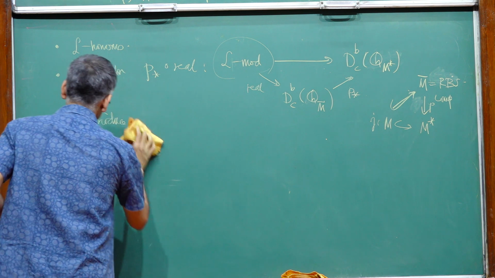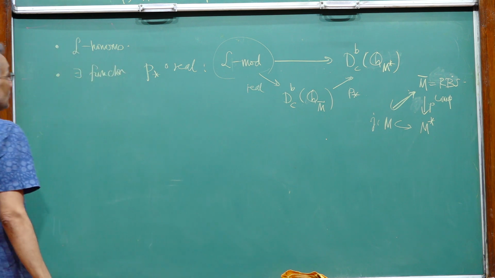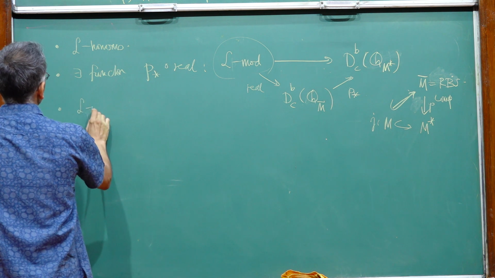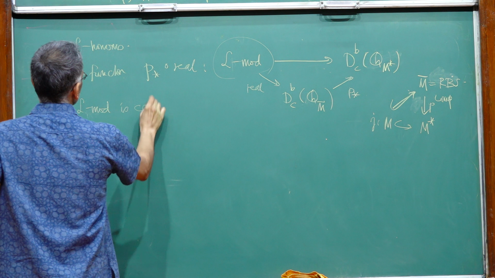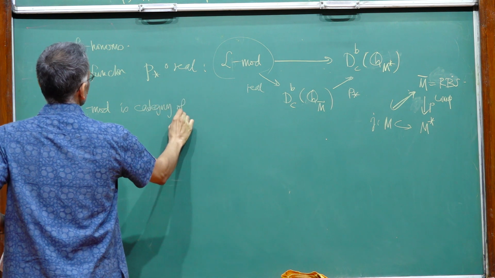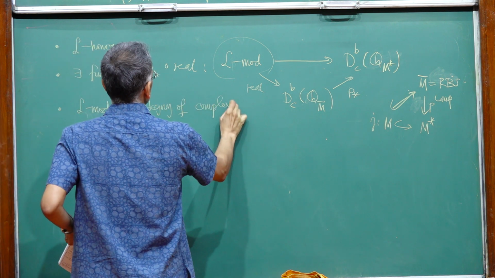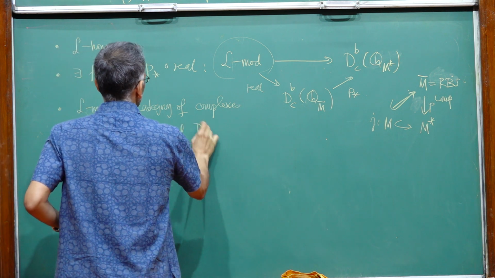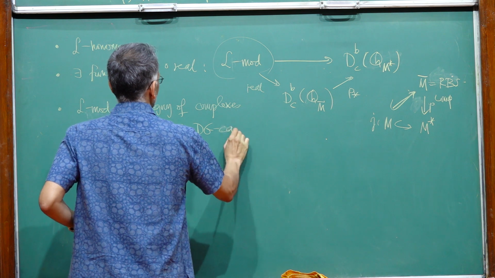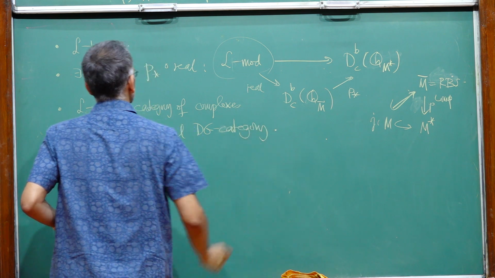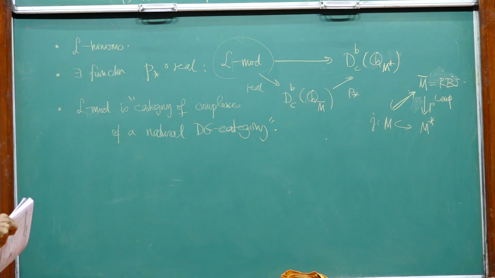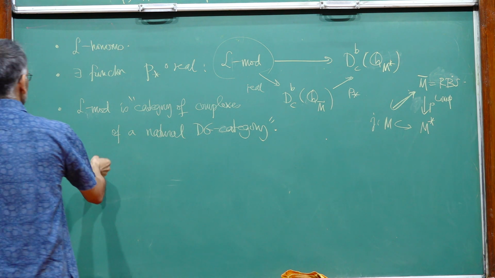Okay, so I have to say something more about this. L mod is the category of complexes. I'll just say this in words. The category of complexes, for those who have maybe seen some of these things, is a natural DG category. Nowadays these things are becoming more widespread. So the key point is the following. Let me state the theorem.